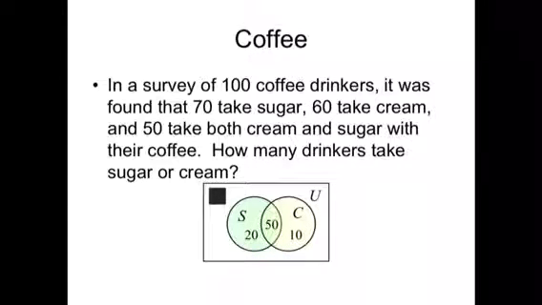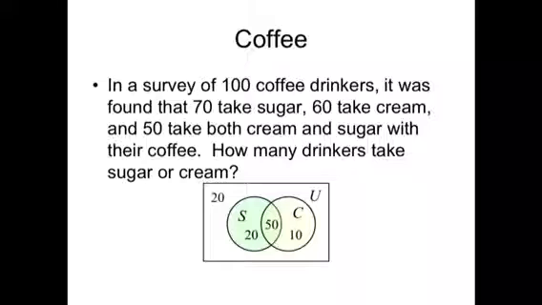Now what these numbers mean are 50 of them again take sugar and cream. These 20 have sugar only, which means they don't use cream. And these 10 take cream only, since they're outside that intersection. And then we know those 100 coffee drinkers, if we add in these three numbers together, we get 80, which means we have a total of 20 who basically drink their coffee black because they don't have sugar or cream.